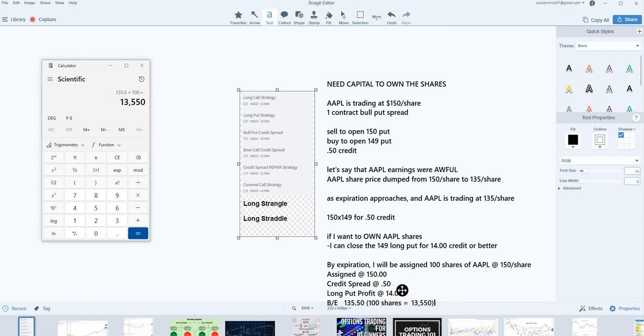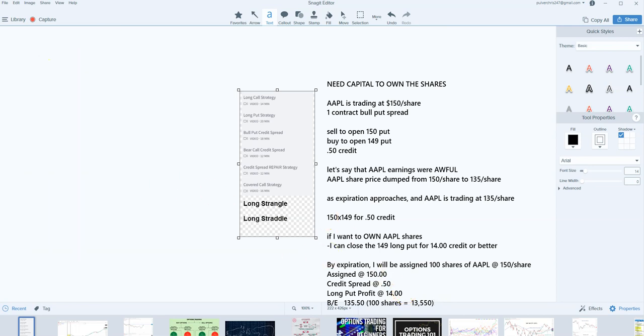So what can I do with all this? Well, if I own the shares at 135.50, that's my break even. Once I come back to trading the next week, and I know my break even is 135.50, I can then incorporate a covered call. Because I own shares of Apple, I could then do the following. The next week, I can sell a 136 call.